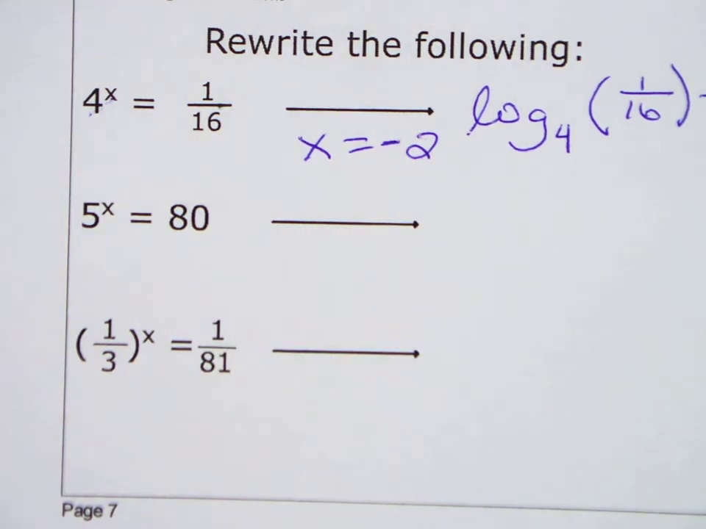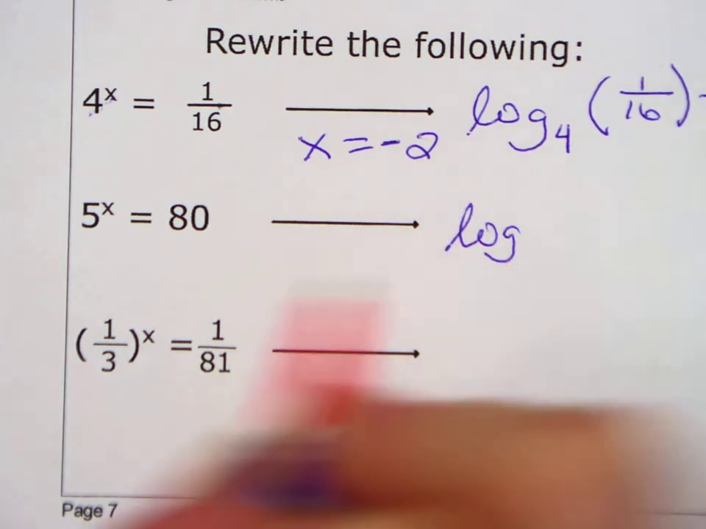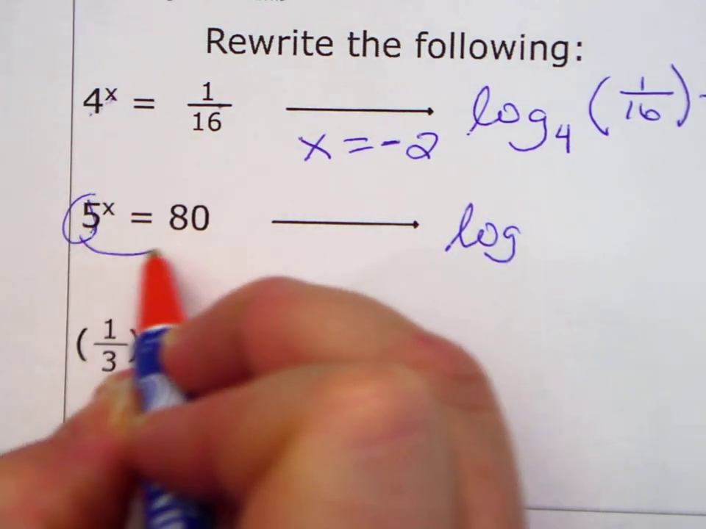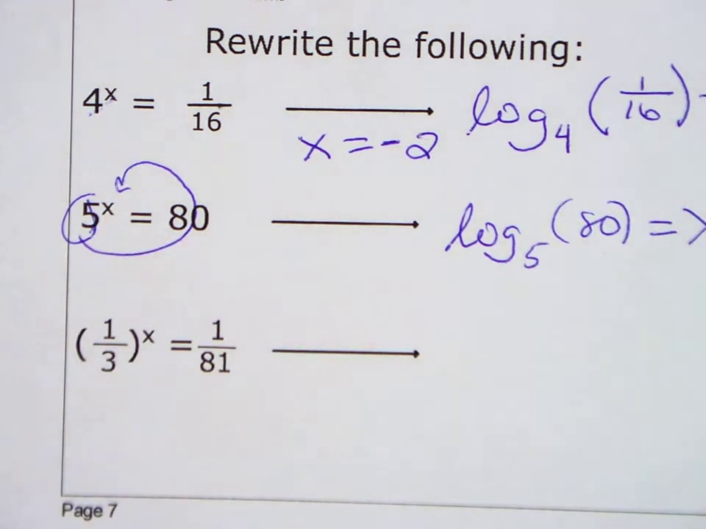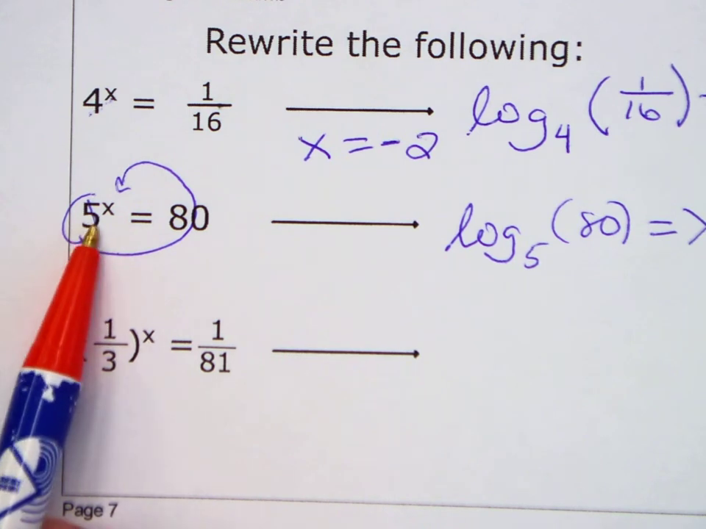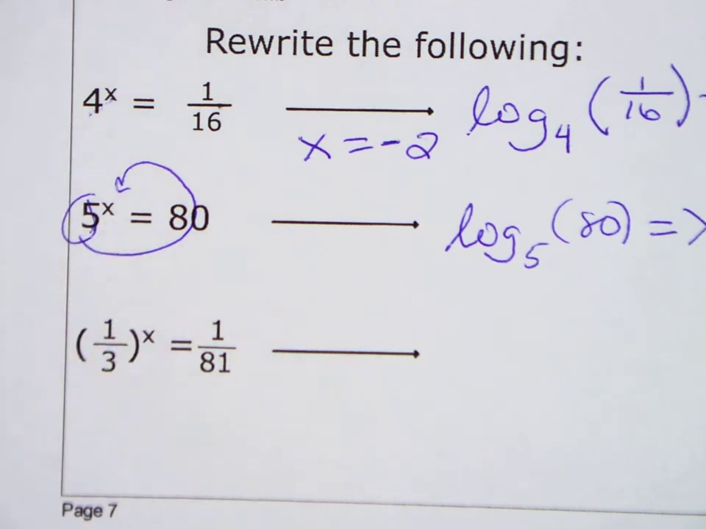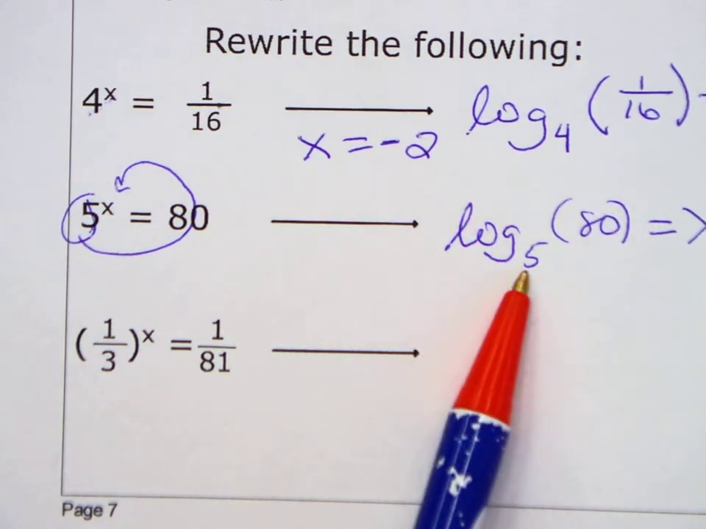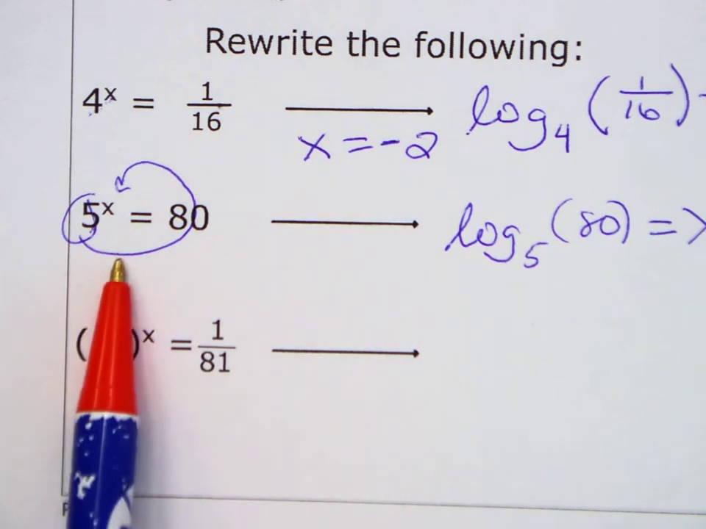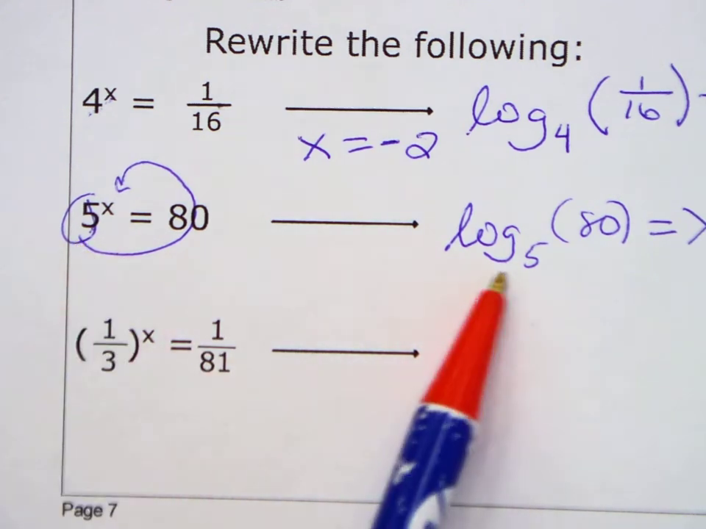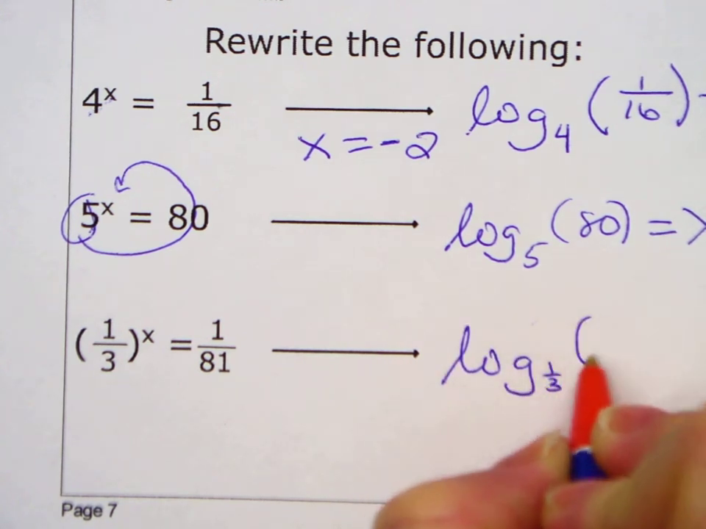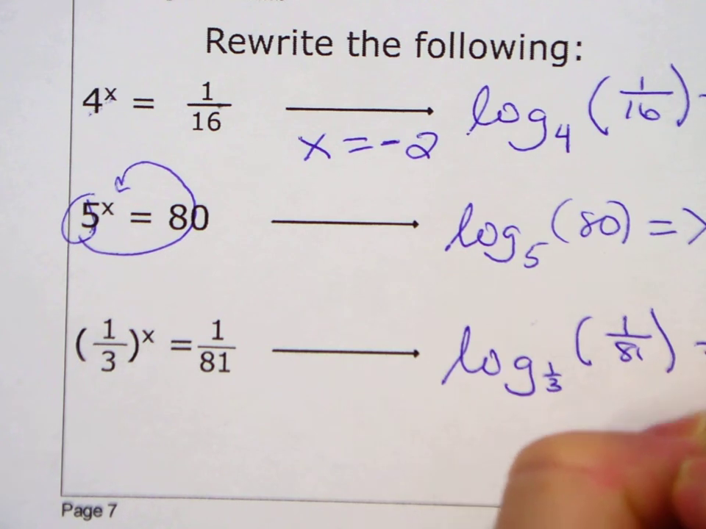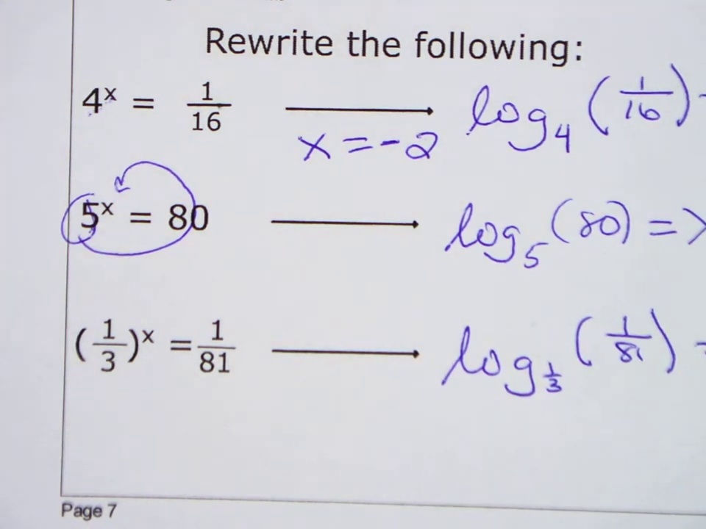Pause the video. All right, so we have log base 5 of 80 equals x. Done. Now notice this one. Do we know what 5 to what power is 80? We have no way of doing that. So you have to use a log to solve this problem. And we're going to go over how to figure out this decimal. But you cannot solve this normally. There is no exponent. So that's why logs are so important. All right, last one. Log base 1/3 of 1 over 81 equals x. And we're done.